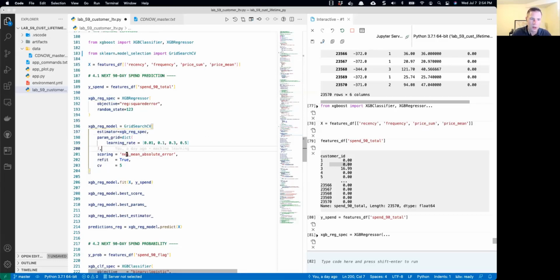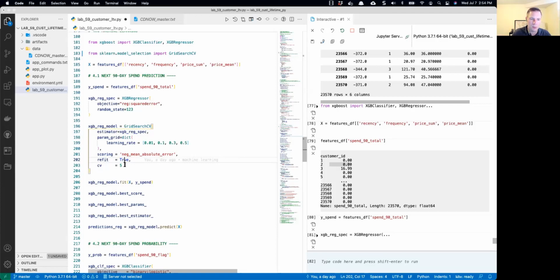And then for the scoring, we're going to give it the scoring method of negative mean absolute error. What this is going to do is calculate the mean absolute error, or MAE, and provide it as a negative value, meaning we're off on average by whatever value this provides. We're going to tell it refit equal to true. This is important. I think it's actually the default.